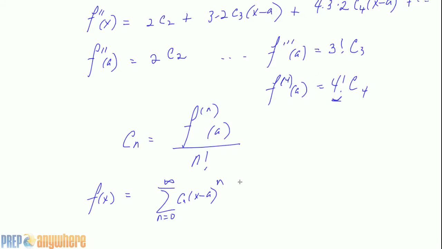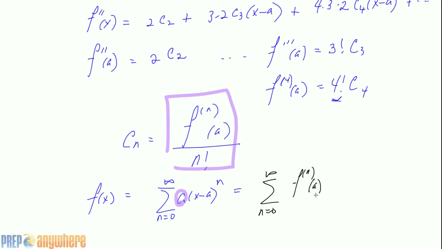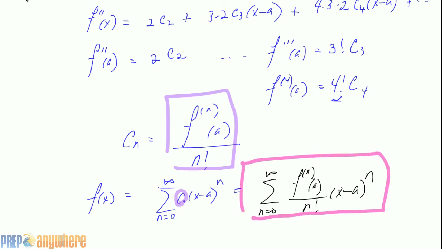So our power series now can be rewritten, or the cn can be replaced with this. Well, it's too bright. Let's go back to black. Okay, so it's f, the nth derivative at a, over n factorial, times (x minus a) to the power of n. And this right here we call the Taylor series.